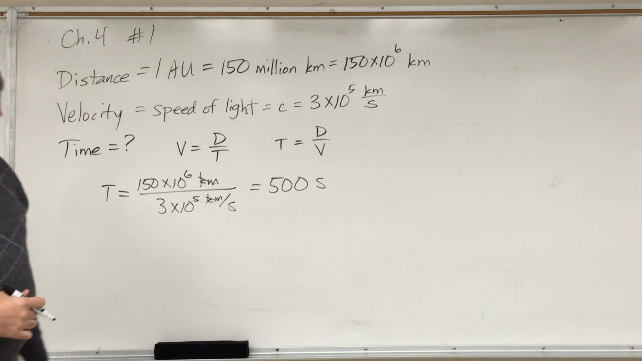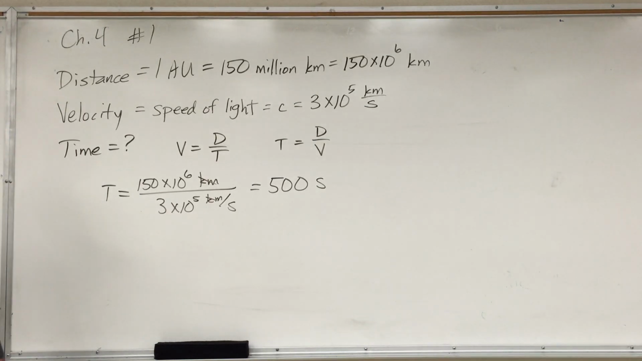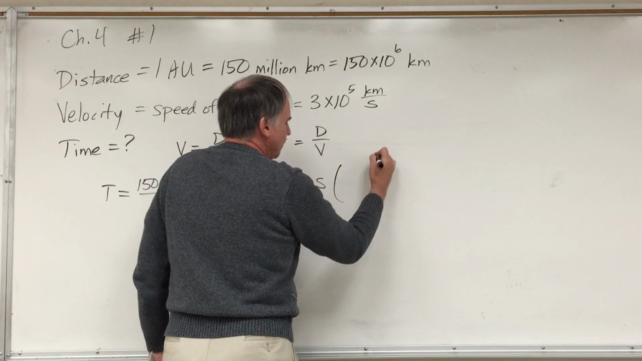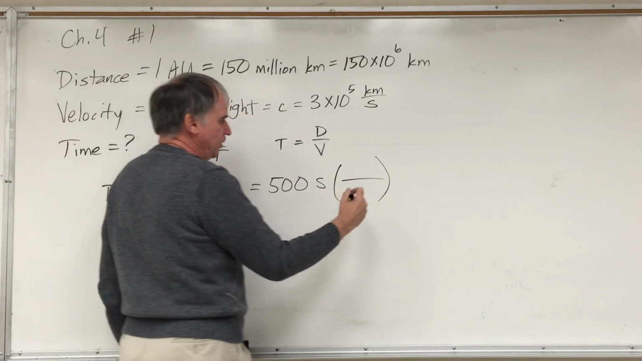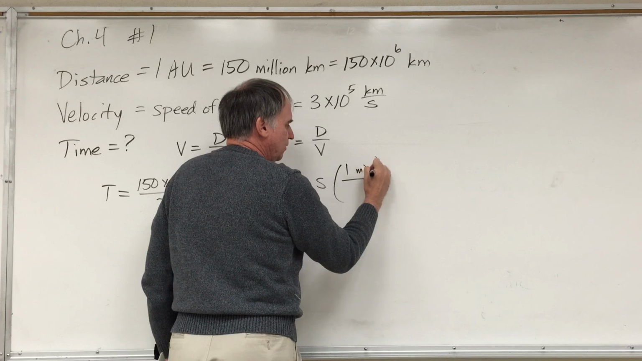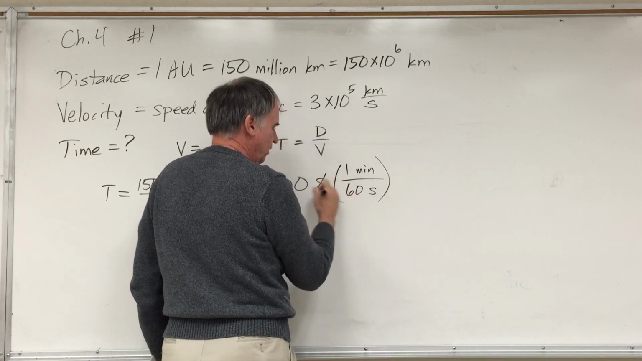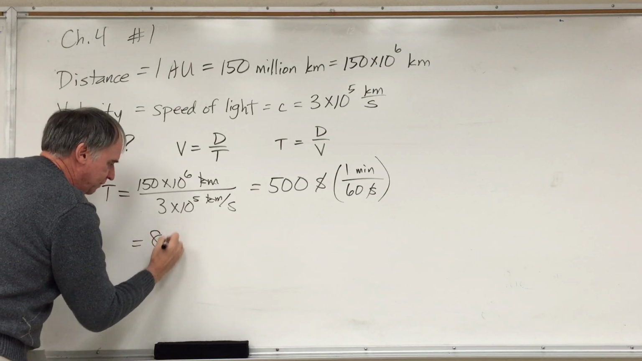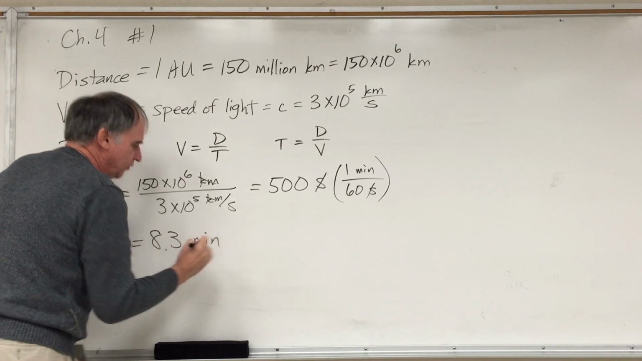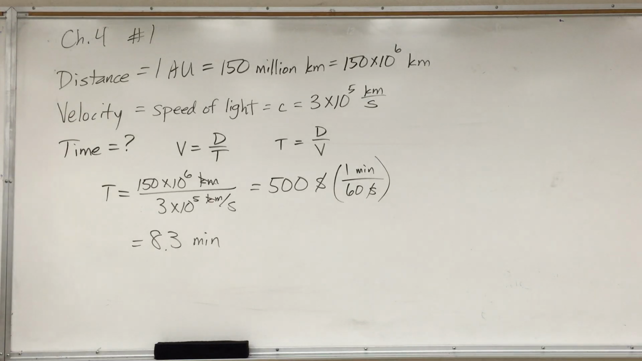All they asked for was the time. We could leave the problem like that, but to make it more meaningful, I'm going to convert seconds into minutes. Every 1 minute is 60 seconds. So that converts to 8.3 minutes of time for light to travel from the sun to the earth.